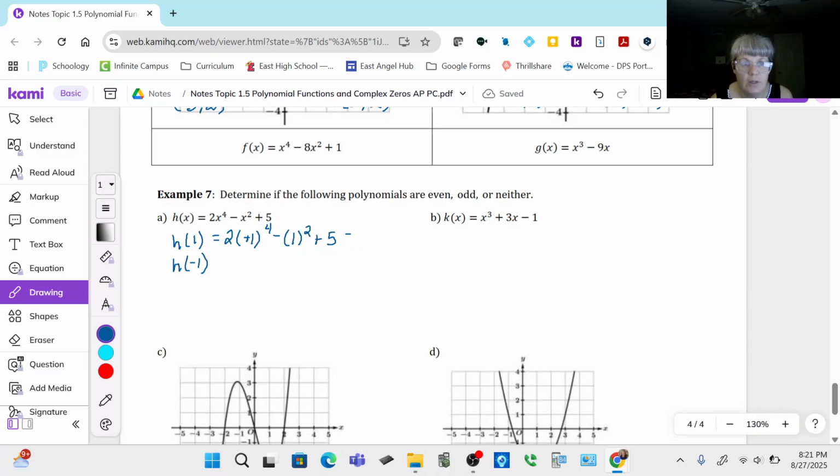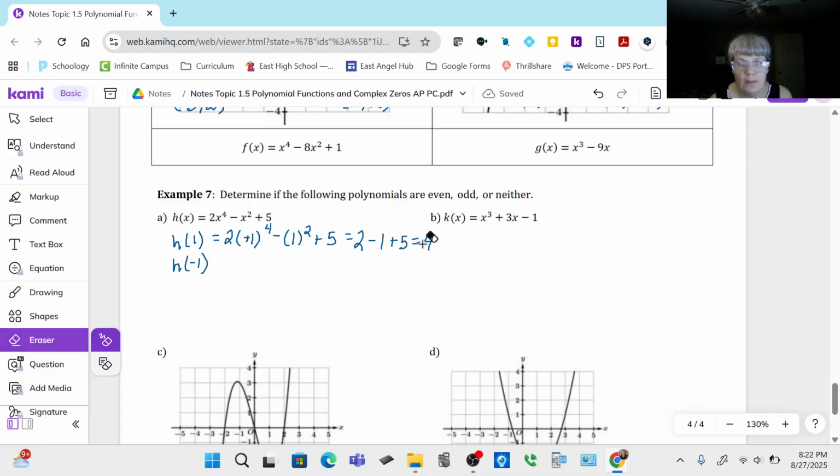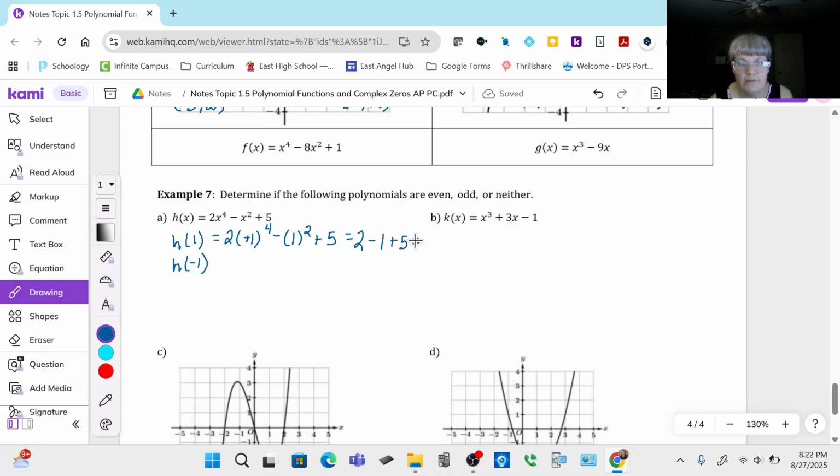5. Well, 1 to the 4th power is 1, times 2 is 2, minus 1 squared is 1, plus 5 gives us a value of, I wrote 4, but that's not correct. 2 minus 1 is 1, plus 5 is actually 6. So we have an output of 6 when we have an input of 1.